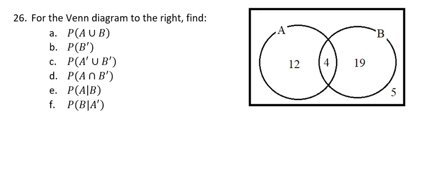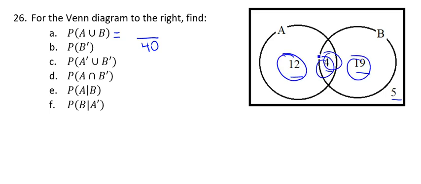First of all, let's figure out what the sample space is. In this diagram, 12 plus 4 plus 19 plus 5 are the total number of elements in this particular sample space. If I add those together, there are 40 things. So I'm going to randomly draw one, which means I have 40 things I could pick. The probability that thing is from A or B is 12 plus 4 plus 19, so it's 35 out of 40. And of course, you could reduce that fraction. So 35 out of 40 is the probability that I randomly pick an object and it is from A or B.